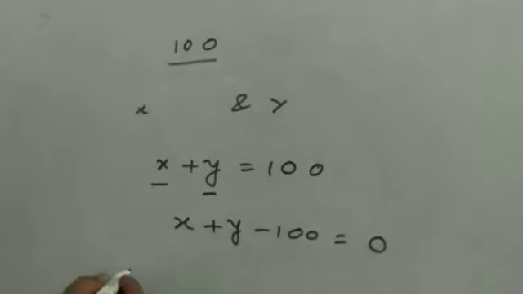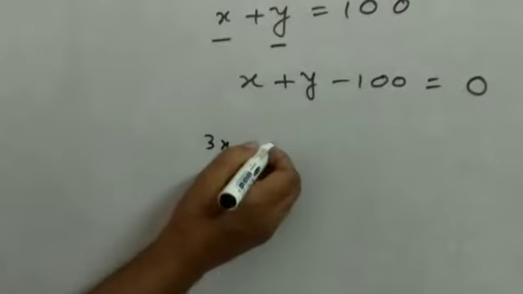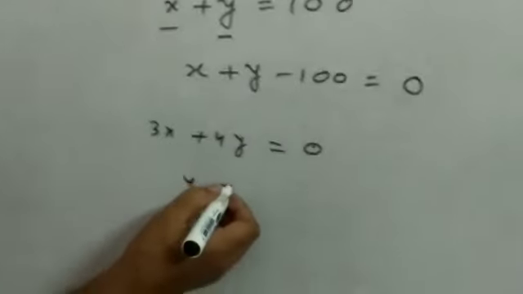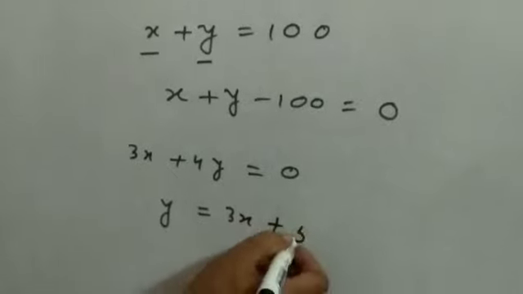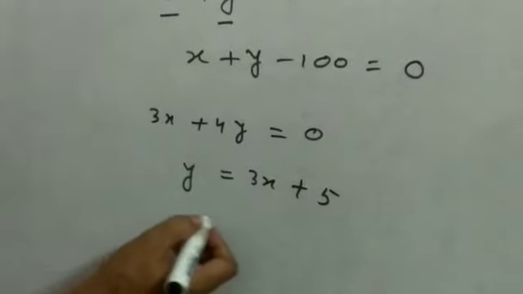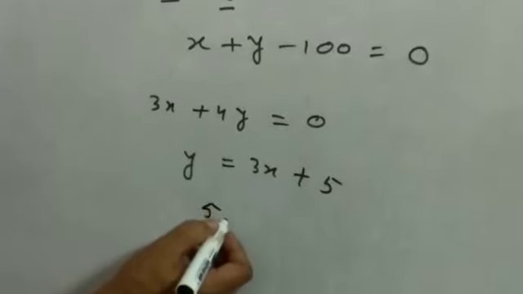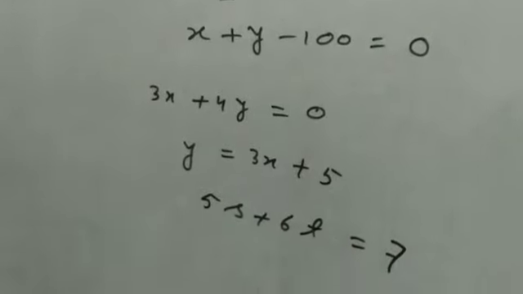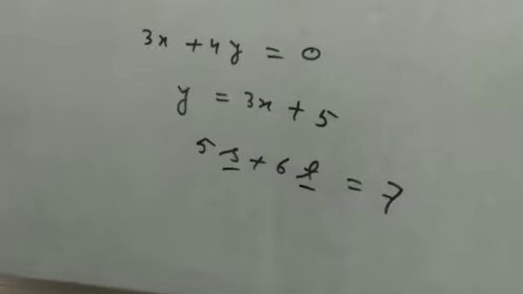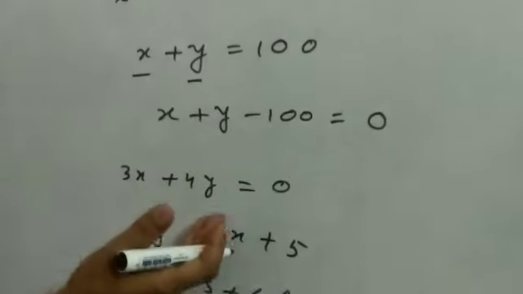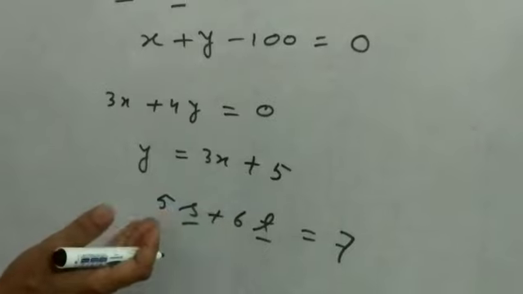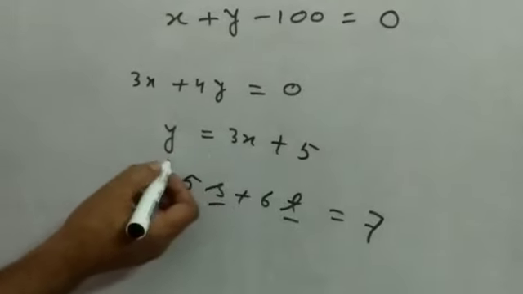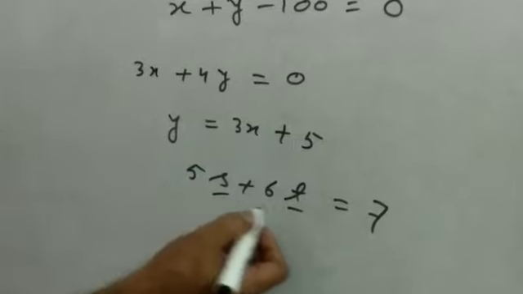Some other equations we can write, suppose 3x plus 4y is equal to 0. Then y is equal to 3x plus 5. Then 5s plus 6t is equal to 7. Here s and t are used as the variables. So these are some more examples of linear equation in two variables. Here x and y are the variables, here s and t are the variables.